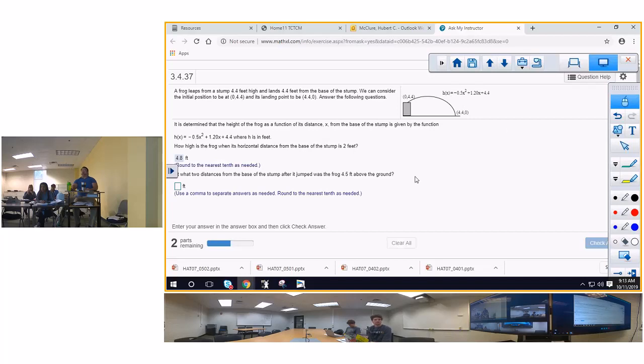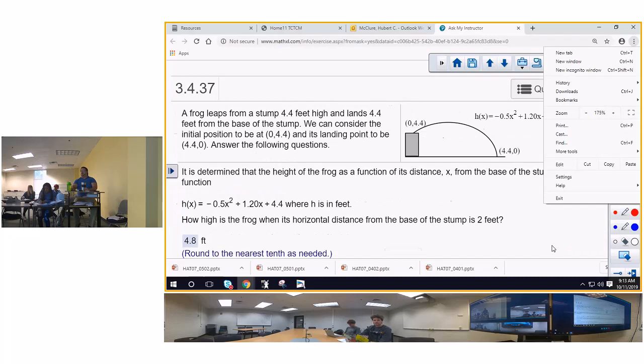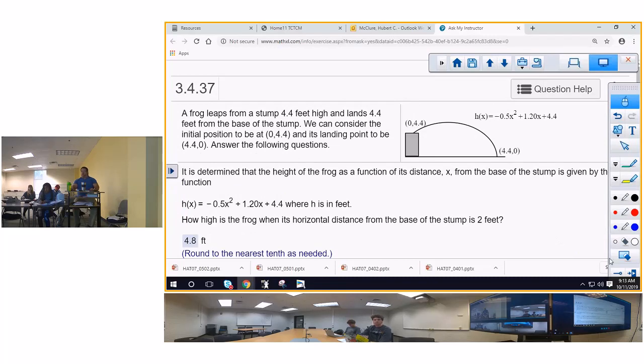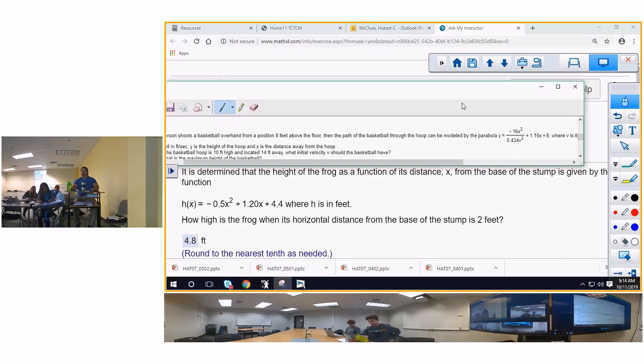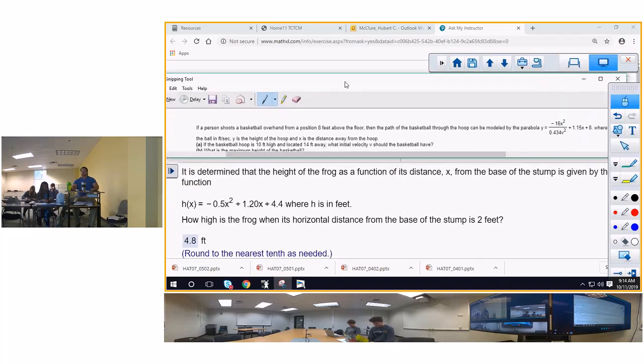All right? So what I want you to do is write that down. It says negative 0.5 x squared plus 1.2x plus 4.4. I'm going to blow it up and snap it, and I'm going to put it on the whiteboard because I don't really care what they're asking for at this point. I want you to see something when we get through with it. So I'm going to take my handy dandy snipper out. I guess that's what you call it.